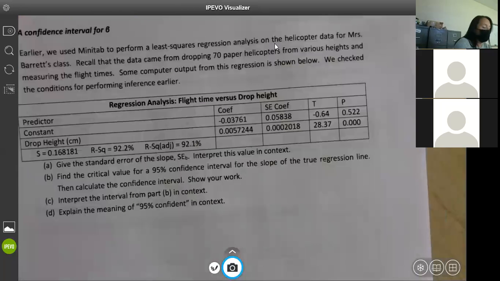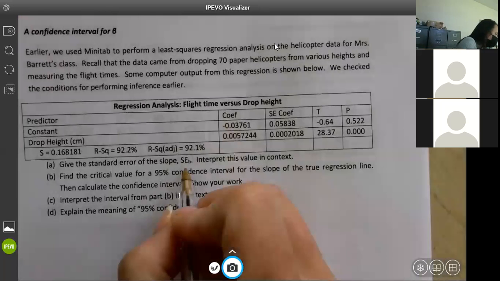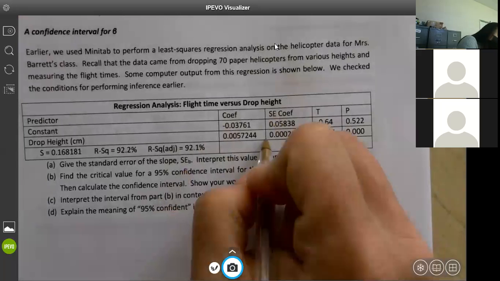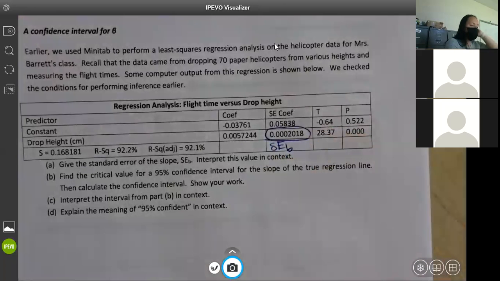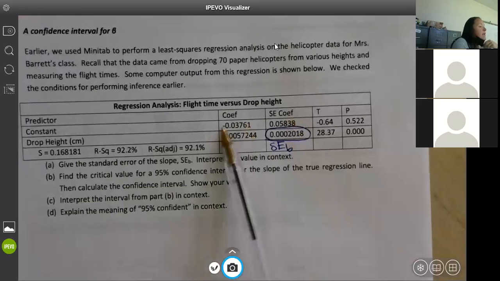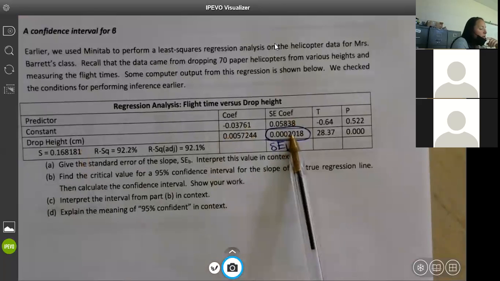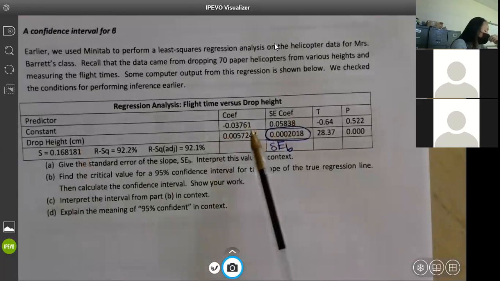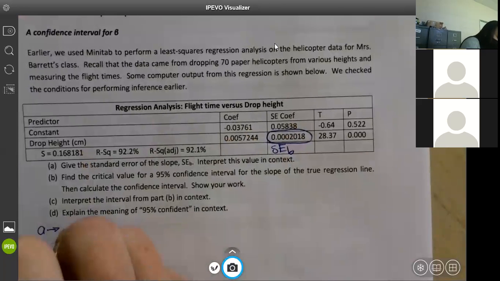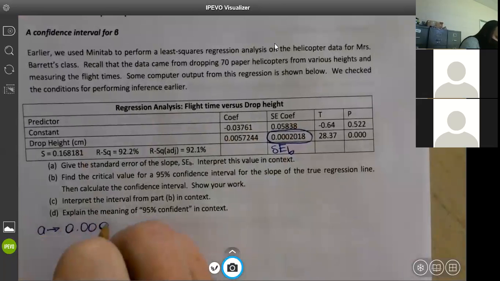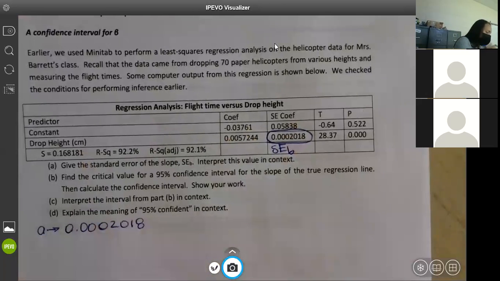So you just need to remember where to find it. To find the standard error of b is going to be this value right here. We're not looking at the constant row at all. We're only looking at the drop height row. And we're looking for standard error. So drop height and standard error. We'll have another example like this. That's where you're going to look for that, okay? So give the standard error of the slope. And then interpret in context.